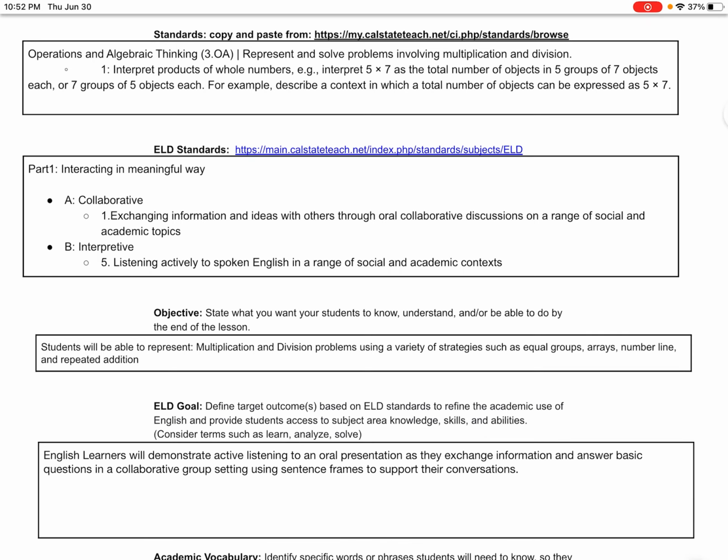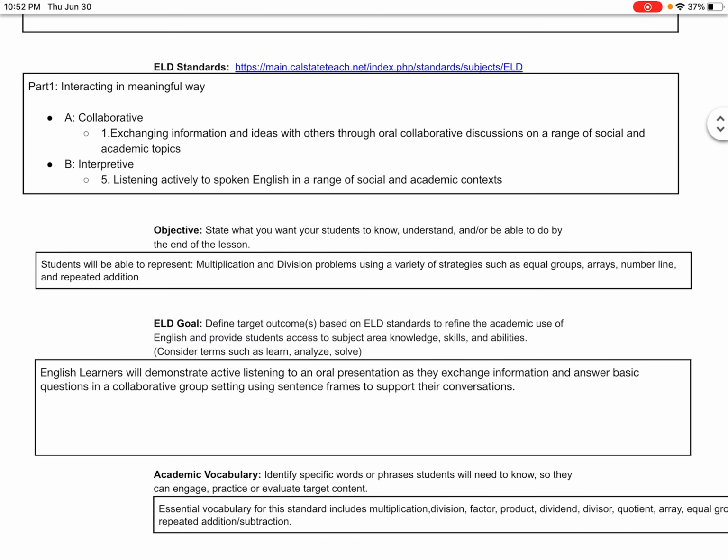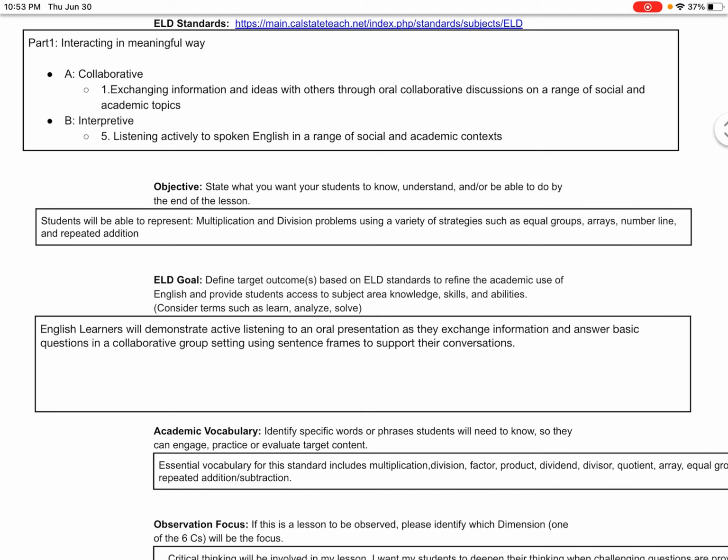And then interpreted, so they're listening actively to spoken English. And that is shown throughout my lesson by me providing a PowerPoint presentation and them listening actively to me. So that's how it's shown throughout my lesson, because they're listening actively to my presentation, to my questions, and they're answering my questions. So that's how listening actively is shown throughout my lesson.